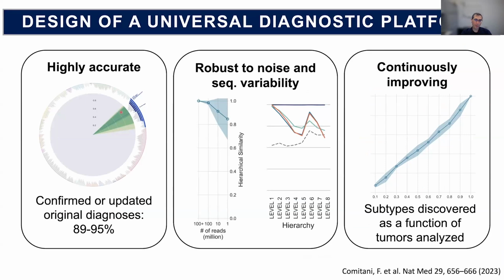And here we're seeing a fine wedge of this large graph pointing to a very specific subtype with a very high probability. It's robust to noise and sequencing variability, and I'll show you some data on paraffin where there certainly is a lot of noise and a lot of sequencing variability. And as you add more data, more stuff comes out. So we're continuously discovering more subtypes of cancer, including those that are clinically relevant for the prognosis of patients.